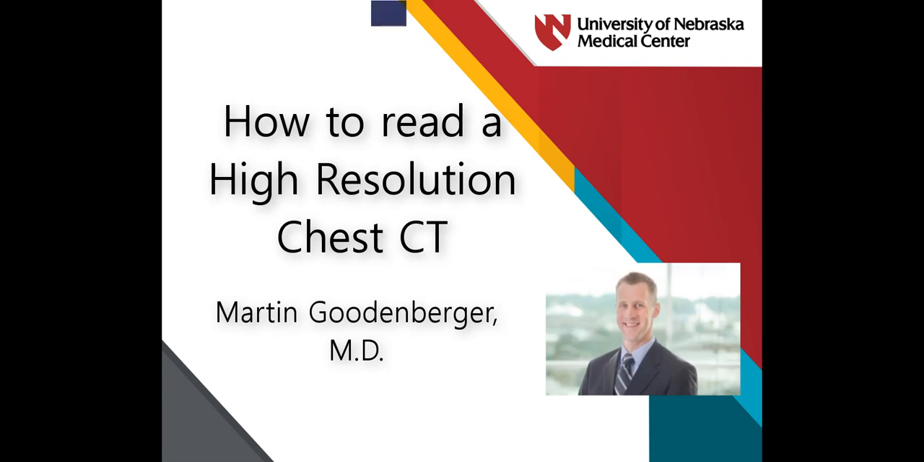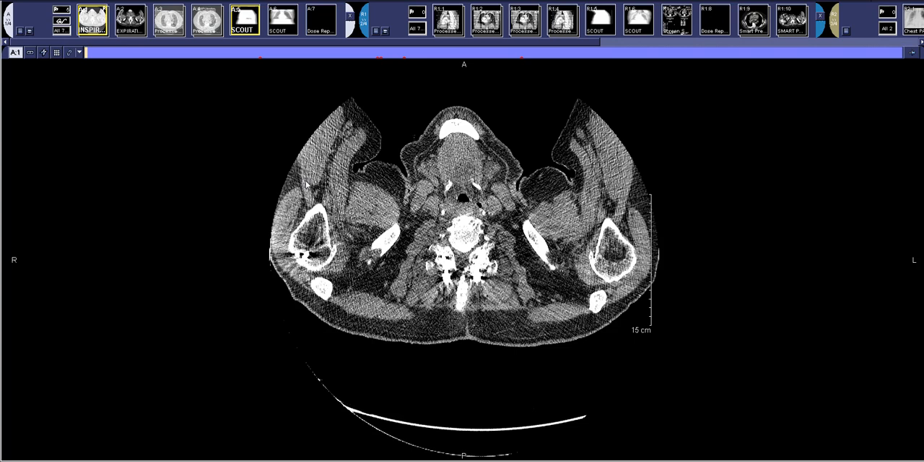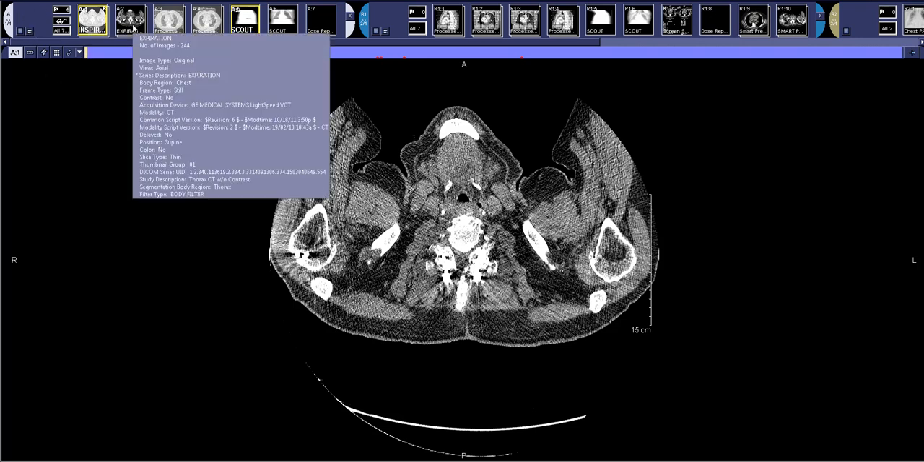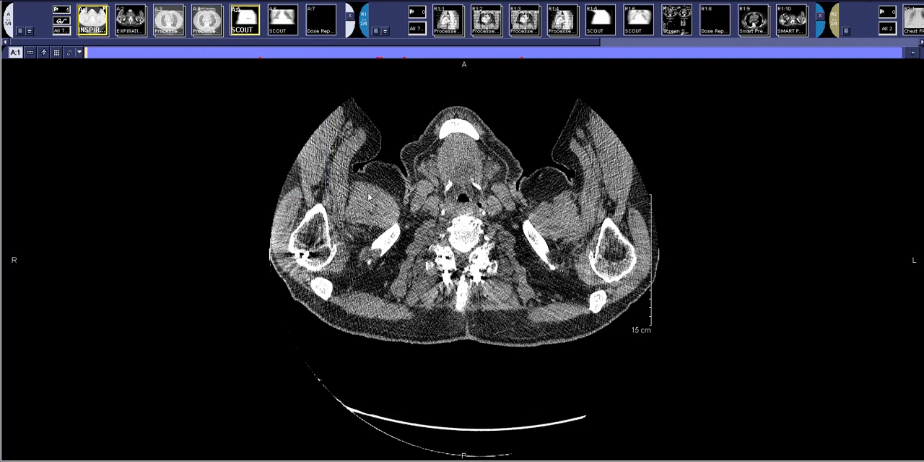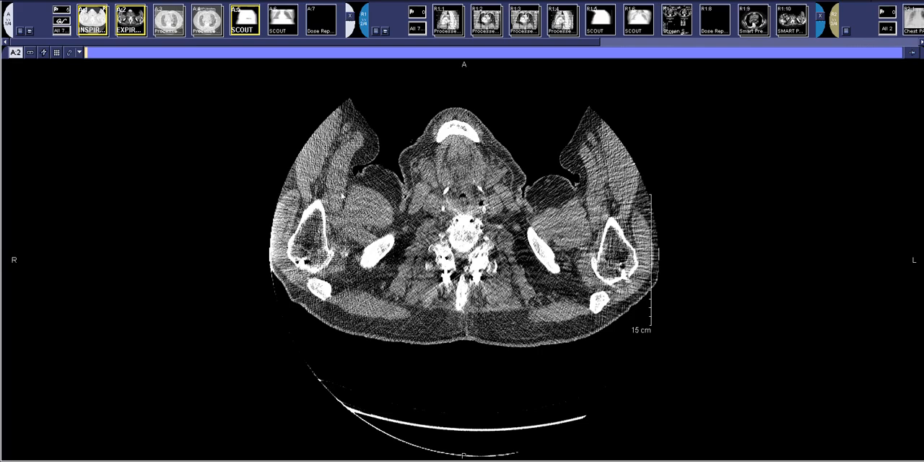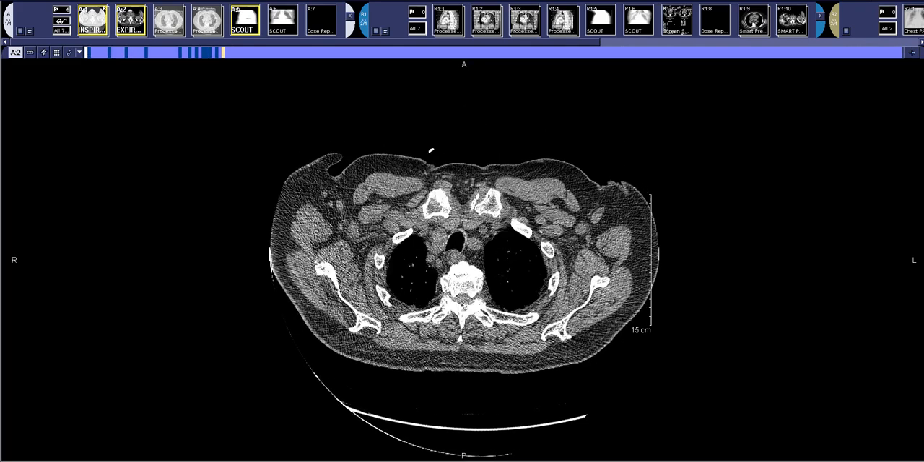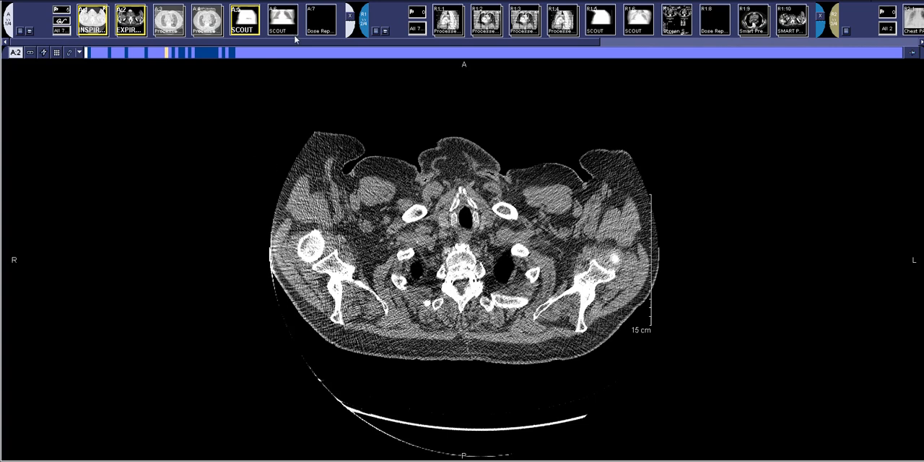I'll be going over how to search through a high-resolution chest CT today. I have this case here which has both inspiratory and expiratory phases, which is our high-resolution CT. When you look at the images, you can see they're pretty grainy. That's because they're reconstructed with lung filters, so that enhances edges but makes them look a little grainy.